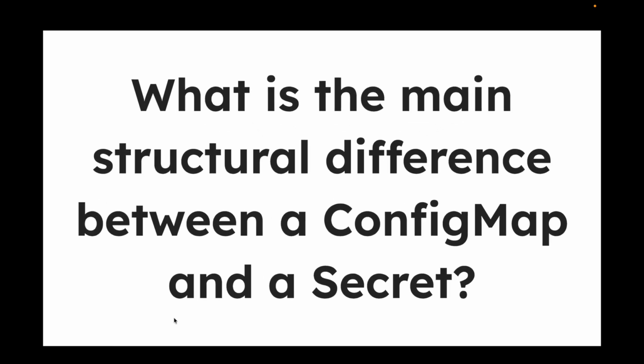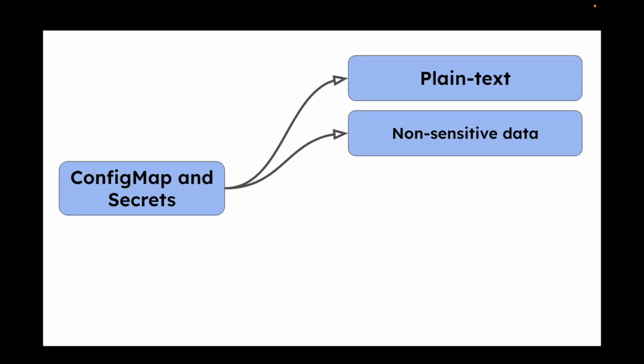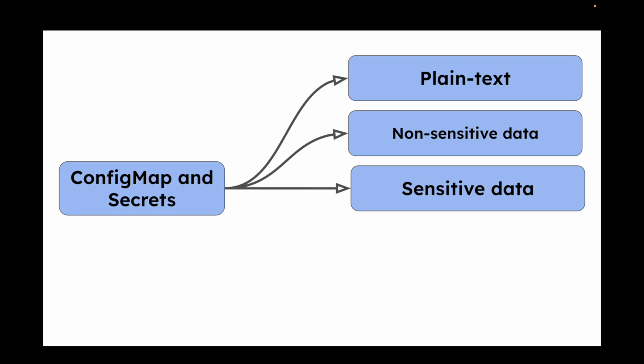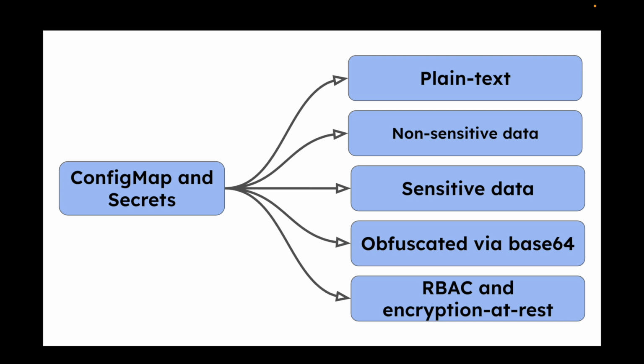So the first question we have is, what's the main structural difference between a config map and a secret? So config maps are designed for plain text, non-sensitive configuration data like your application properties and feature flags. Secrets, on the other hand, are designed explicitly for sensitive data like your API tokens and certificates. And secrets are obfuscated via base64 encoding and can also be protected by strict RBAC and encryption at rest keys.